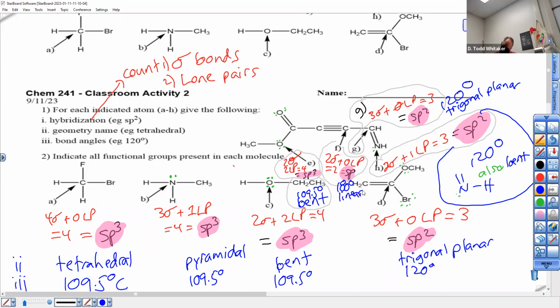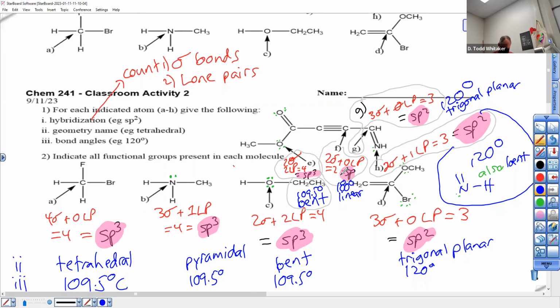So do we have angles and geometries for all of them? A, B, C, D. Where do you go? I don't even see E anymore. Oh, it's up there. E, yes. F, yes. H, yes. Nice. Done. Oh, functional groups. I didn't even see that till now.